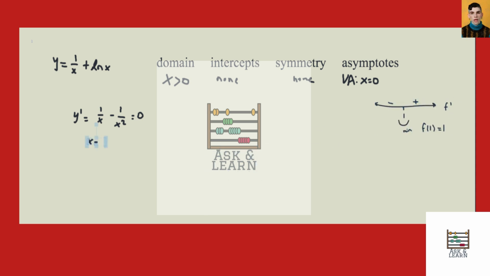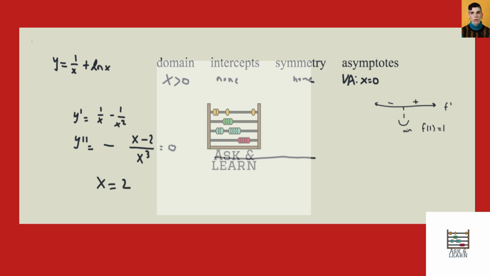And now we can look at concavity for this graph by finding the second derivative. So y double prime equals negative, and this negative is on the outside of the entire fraction, so negative (x minus 2) over x cubed. If we set that equal to 0, we see that x is equal to 2.